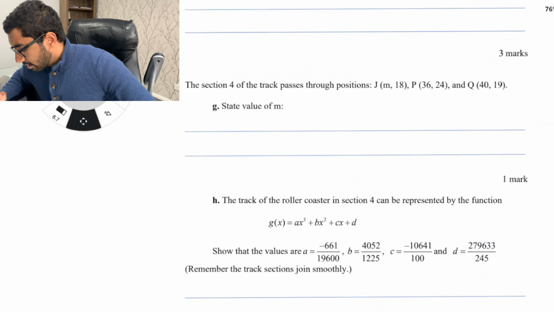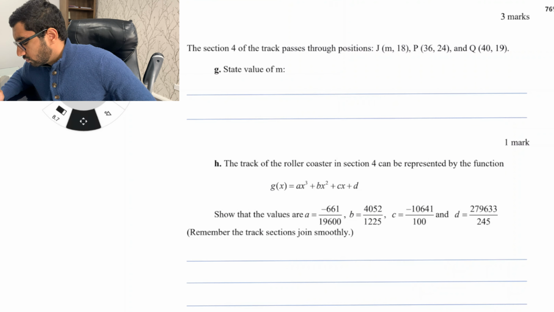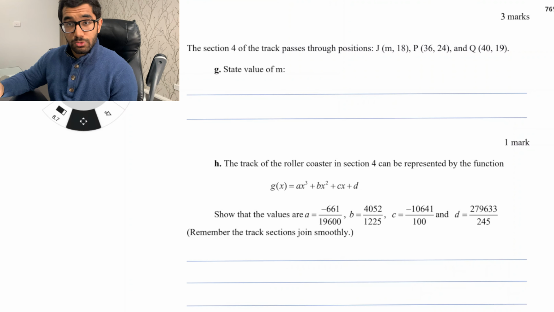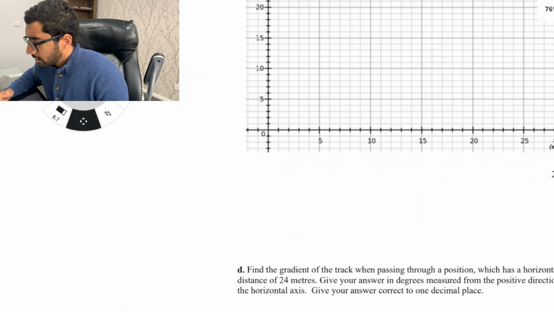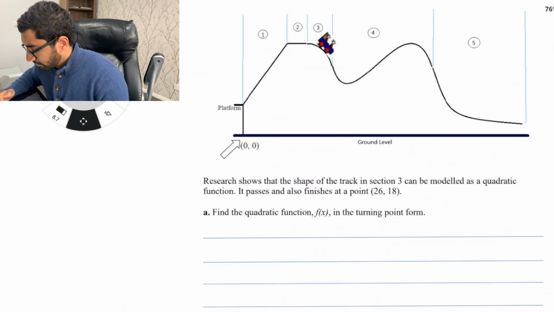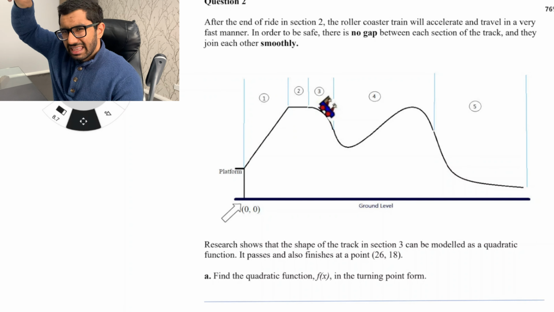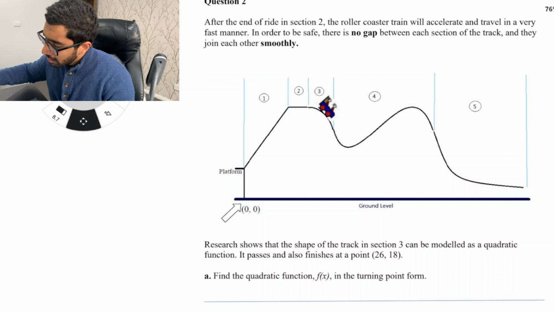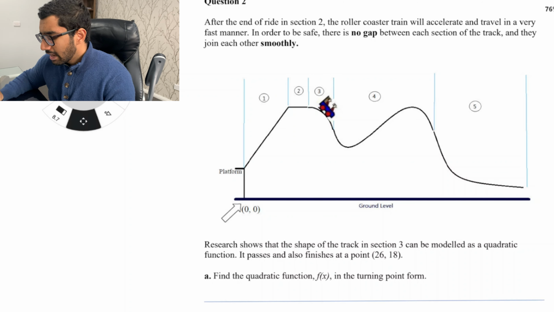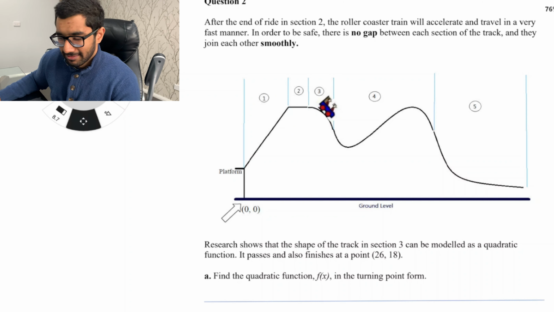Okay. Now, section 4 passes through the points (m, 18), (36, 24), and (40, 19). So part G is saying state the value of m. Okay. So it's section 4, which, if I scroll up, is that sort of dip and then up, dip and then peak type of shape, right? So it's told us 3 points. Now, one of them is (m, 18), okay?